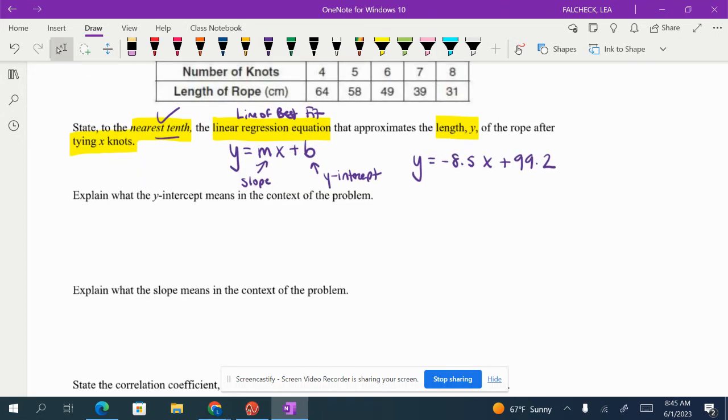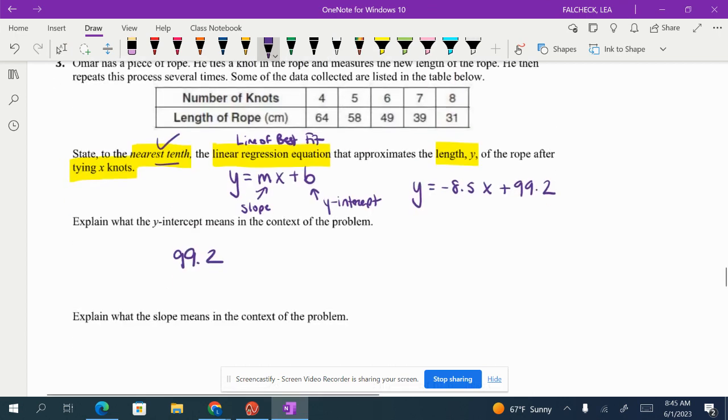Explain what the y-intercept means in the context of the problem. So the y-intercept is 99.2. That means that the initial or the starting length of the rope had to be 99.2 centimeters. Hold on, let me move this over so I can put in the centimeters.